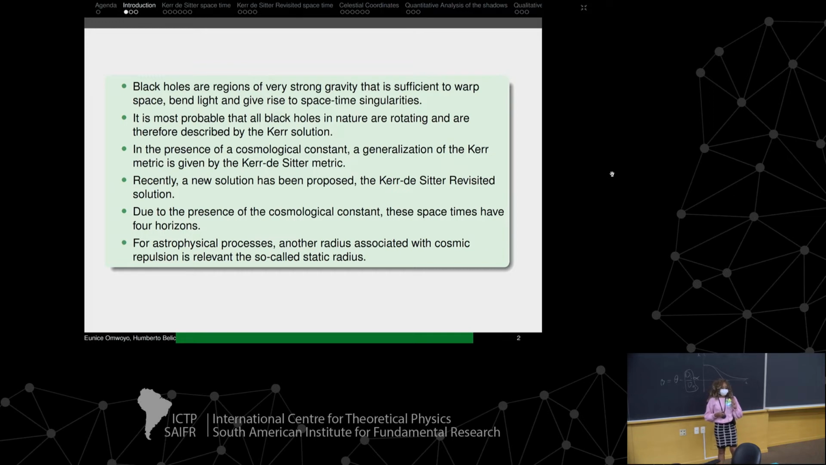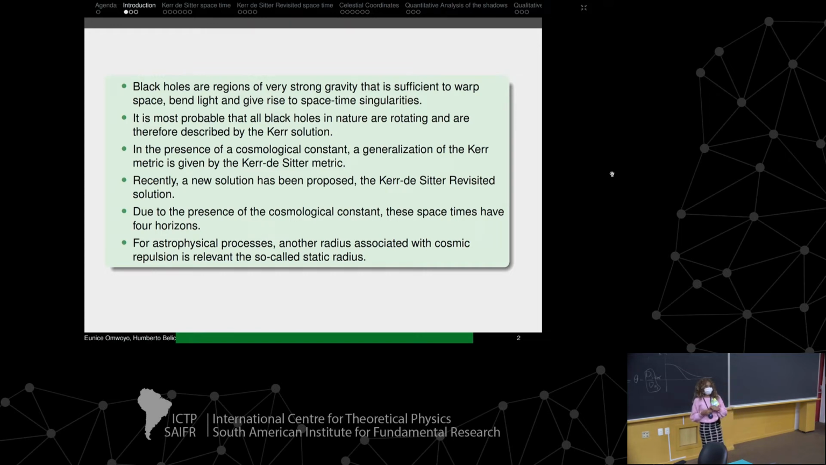And then recently, a new solution was proposed, not really discovered, proposed, and it is the Kerr-de Sitter revisited metric. This metric has the cosmological constant, but the difference is that it is not a vacuum solution. It does not have constant curvature, and it doesn't belong to the Plebanski-Demianski class of solutions. Because of this, the authors named it the Kerr-de Sitter revisited solution.